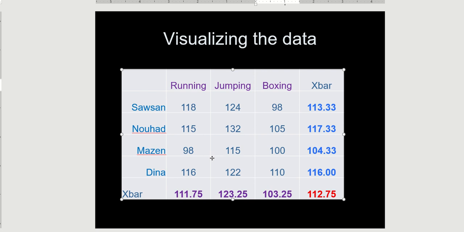It's numerical, but I'm using the same people. I'm using Sausan, Nohad, Mazen, and Dina. These are the same people. So it's going to be ANOVA with blocks. I've calculated the heartbeat numbers for Sausan 3 times, Nohad 3 times, Mazen 3 times, and Dina 3 times. I have the average for running, for jumping, for boxing, and I have the average for Sausan, for Nohad, for Mazen, and for Dina. And I have the average of the averages.